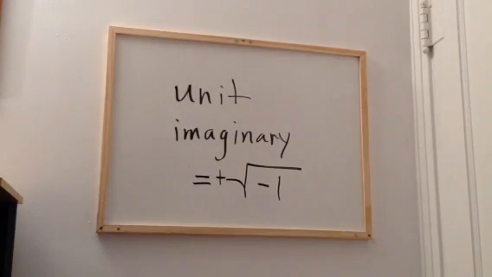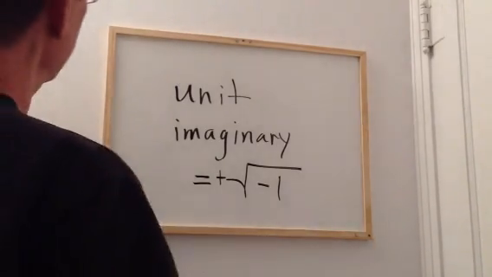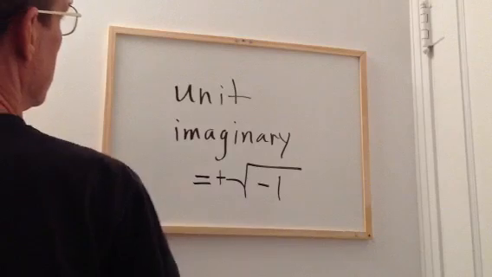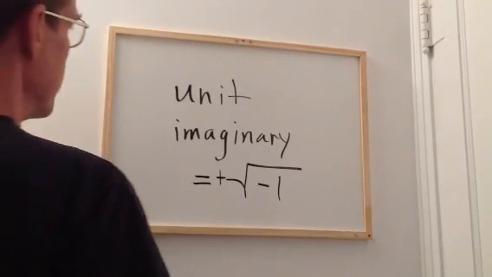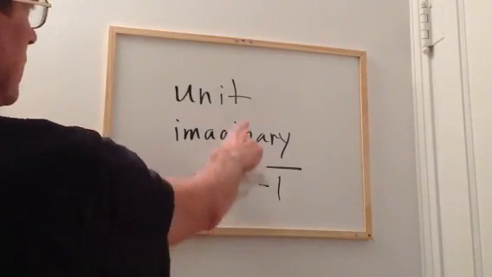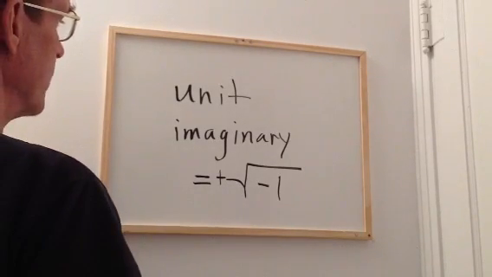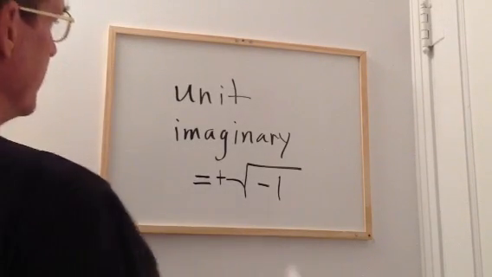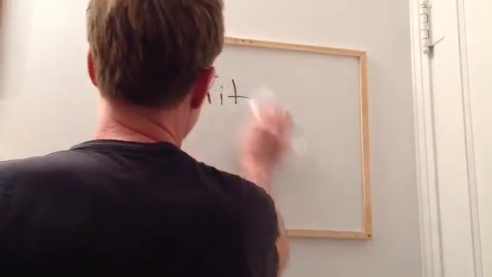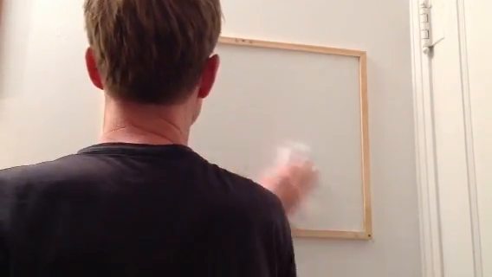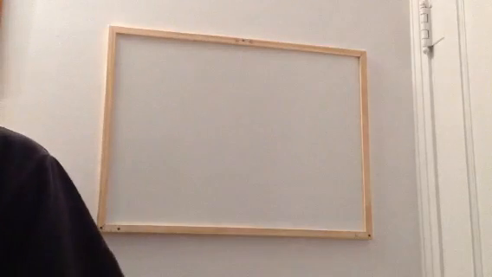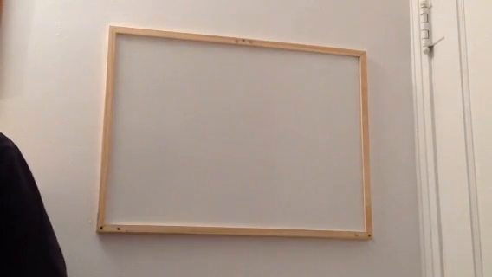Stan Gibilisco here with installment number 2 of the Imaginary Number Primer. As we said in the first video in this series, the unit imaginary number is the positive square root of -1. And maybe I didn't emphasize sufficiently that we're talking about the positive square root of -1.